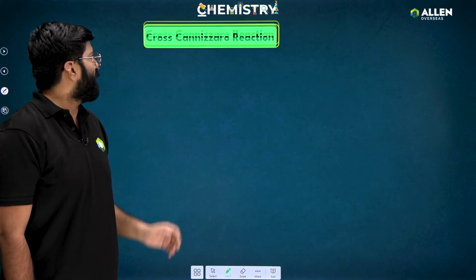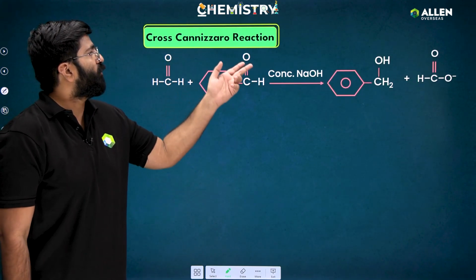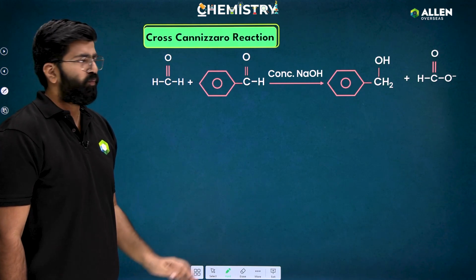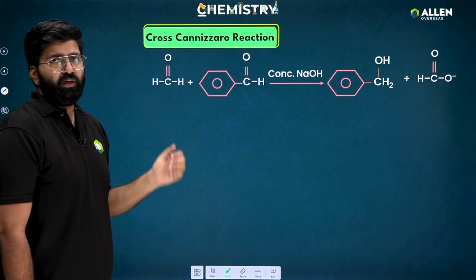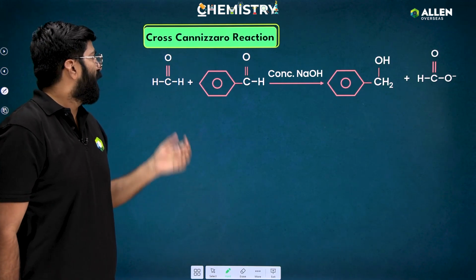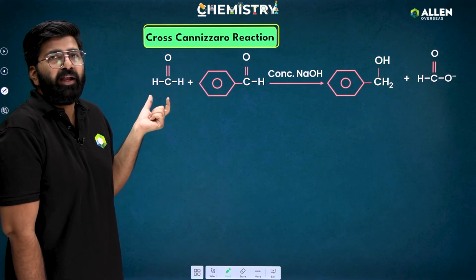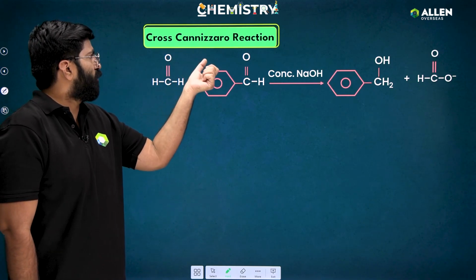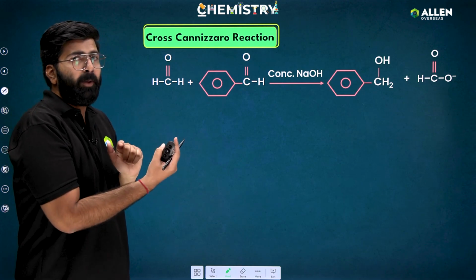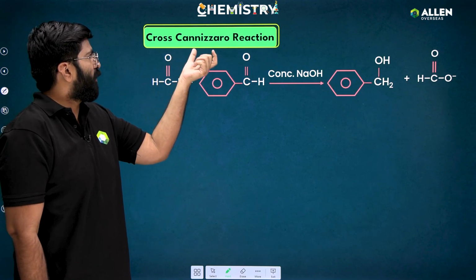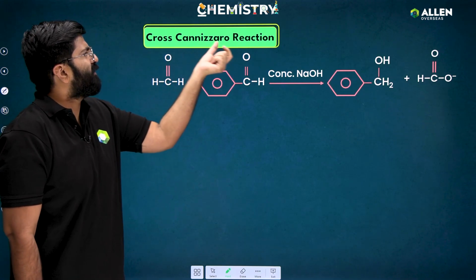So now let's see the next part, which is cross Cannizzaro's reaction. So what about this? What do we have to do in this? If you remember from the previous part, we were using only the same kind of aldehyde to do Cannizzaro's reaction, but when we use 2 different types of aldehyde to do Cannizzaro's reaction, this is called cross Cannizzaro's reaction.